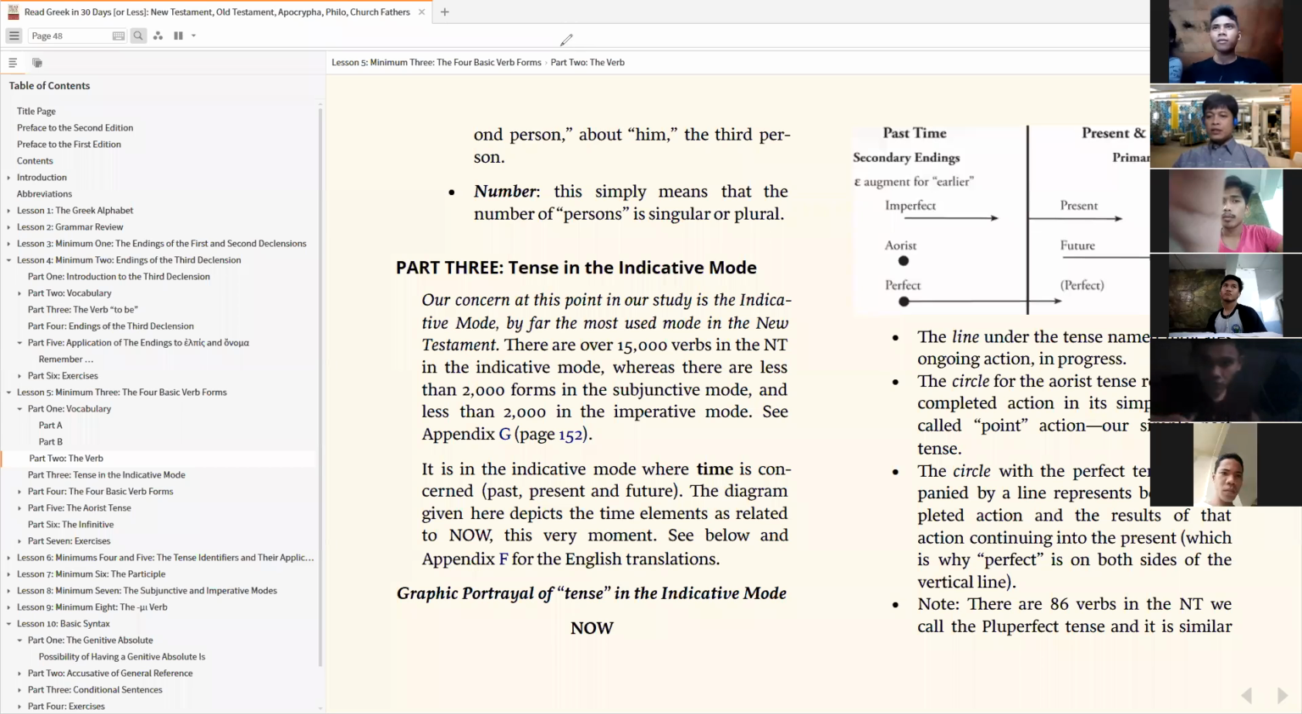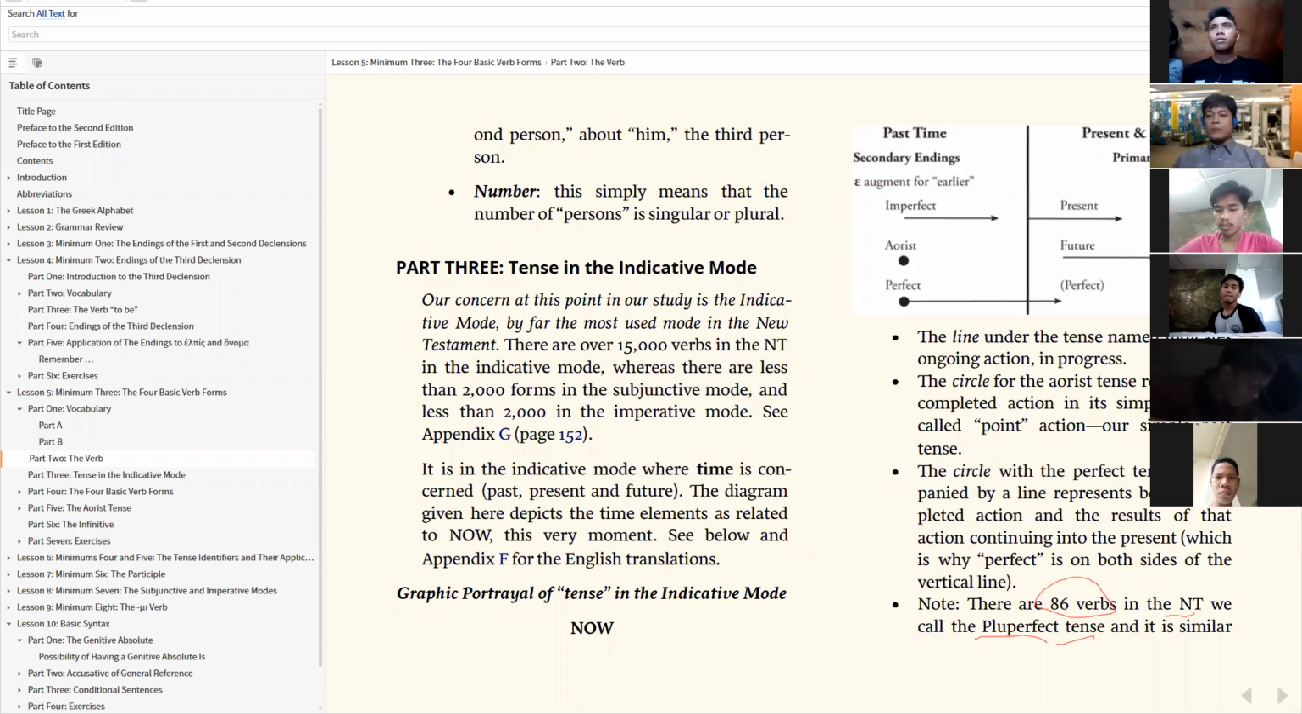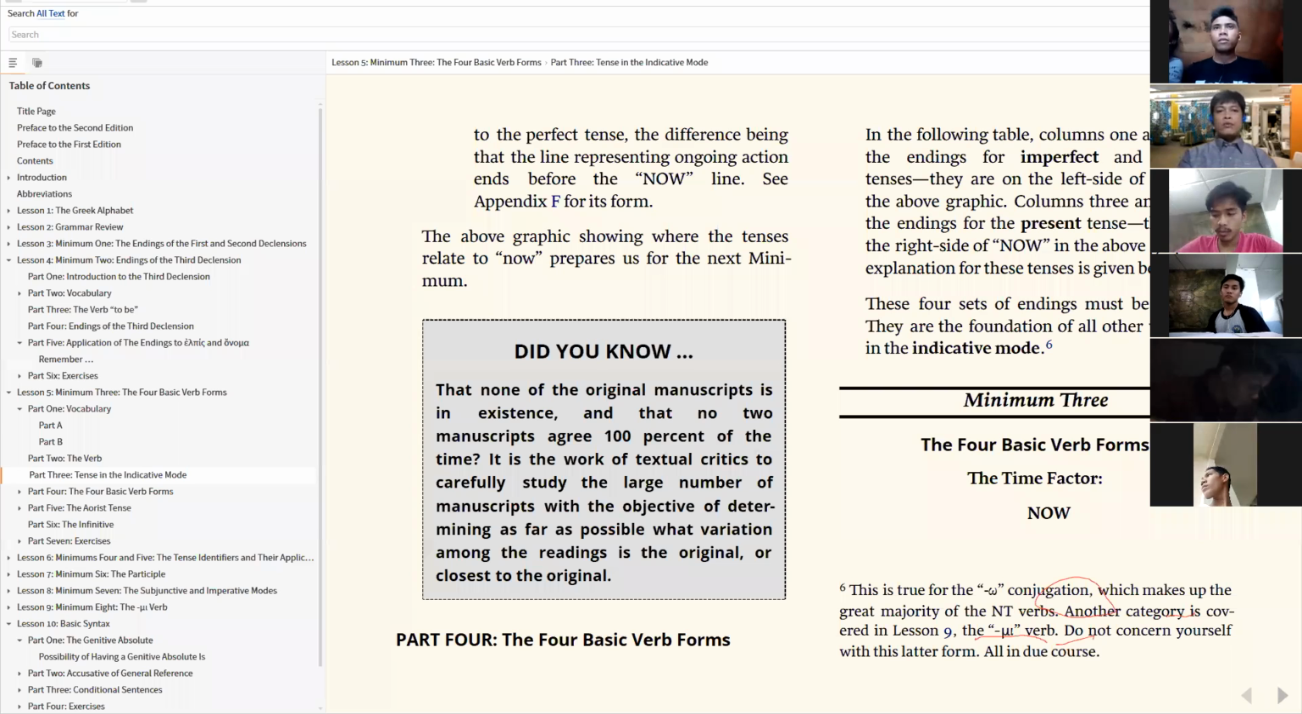It tells us that in the New Testament, there are 86 verbs that are in the pluperfect tense. So what does pluperfect tense mean? It tells us that it is the same with the perfect tense, okay? The difference is only that the line representing ongoing action ends before the now line, okay?